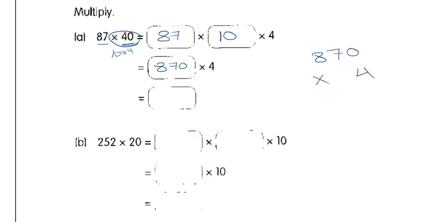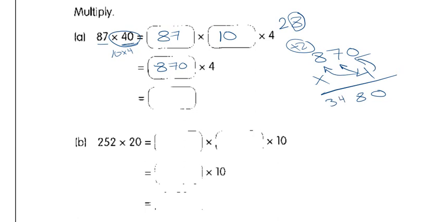Using the column method, 4 times 0 gives me 0. 4 times 7 gives me 28. You can't write 28, you will write just the units digit, so you write 8 and carry 2. 4 times 8 gives me 32 plus 2, it will be 34. So the answer will be 3,480.